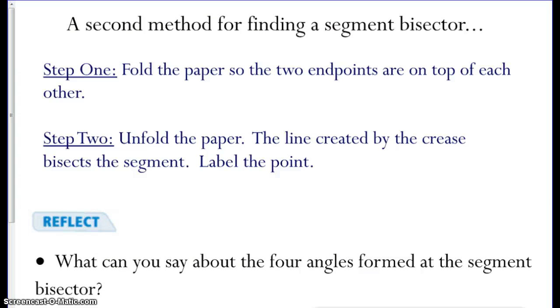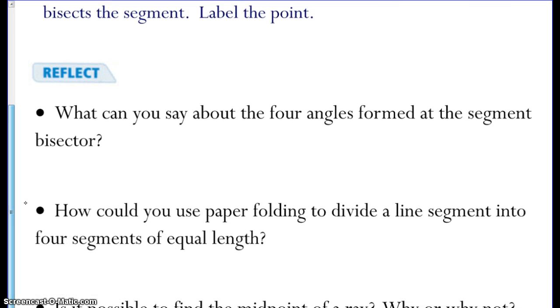Alright, last thing we have for today. Another way to find a segment bisector. Let's say you've got this line on your paper. Go ahead and fold your paper so that point A and point B sit right on top of each other. Fold it and make a crease right down that paper. Okay? Open it back up and your crease should be the bisector that we just made. Take a look at the four angles. What do you notice? They are all 90 degrees.